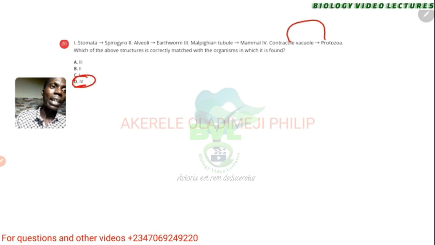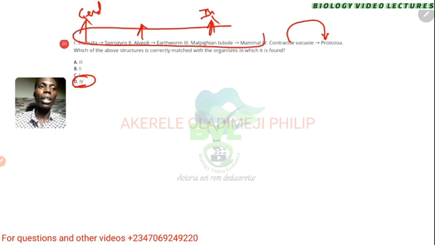Contractile vacuole is used as an excretory structure in protozoa. Malpighian tubule is used in insects or arthropods. Alveoli are used in mammals. Stomata are used in plants, the leaves of plants. So all the other ones were mismatched. All right.